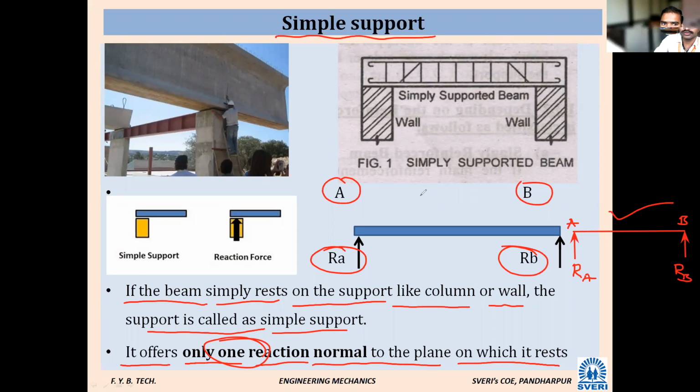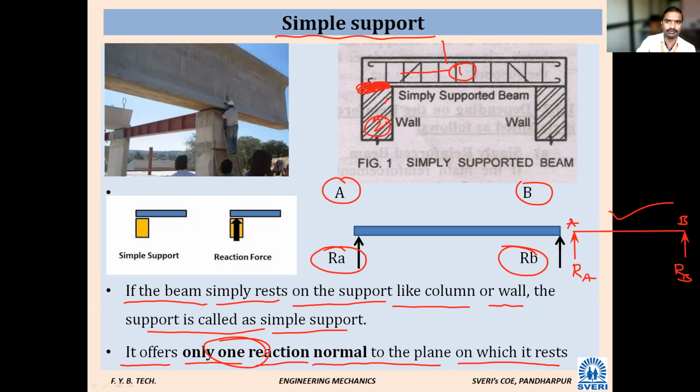Support point. Okay, so support point means what? This is one point, this is one member. This is one member, this is another member. So it is a joint. Okay, support is always a joint. It is transfer of load from one member to the other member. That is called as support.